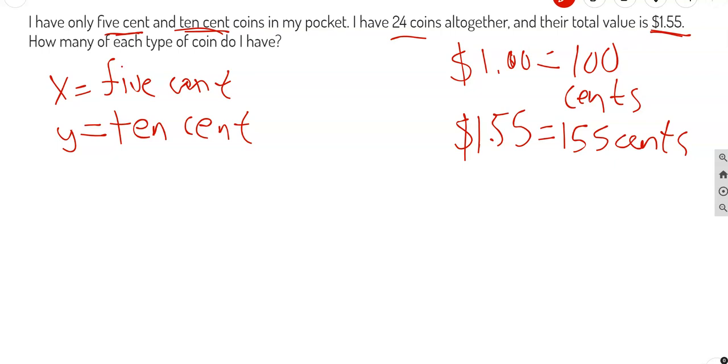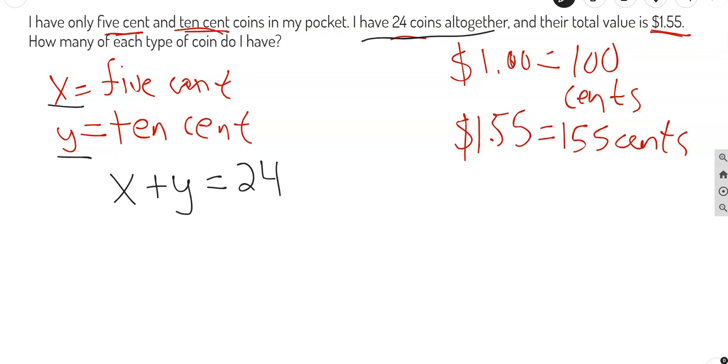And now that we've chosen our x and y, we can now write out two equations. So we always got to reread that problem again. So let's read the problem. I have only 5-cent and 10-cent coins in my pocket. I have 24 coins altogether. Boom. That's an equation we can write down. He has 24 coins altogether. We know that he has x amount of coins and y amount of coins in his pocket. So our first equation can be the 5-cent coins plus the 10-cent coins will be equal to the 24 coins that are in his pocket.